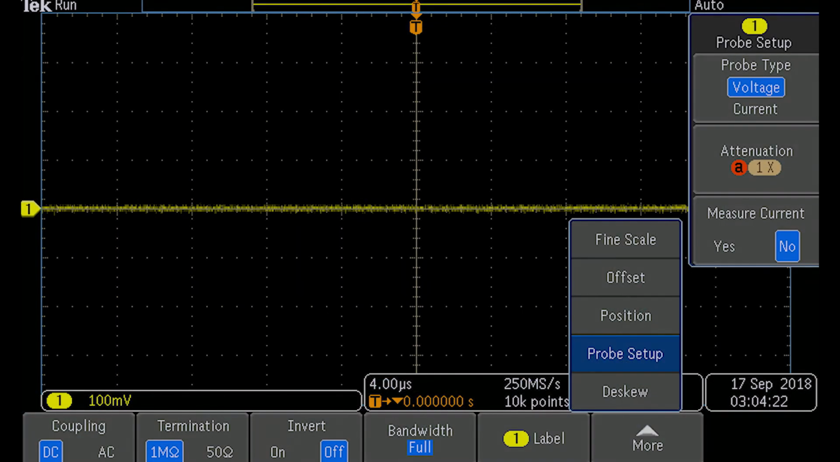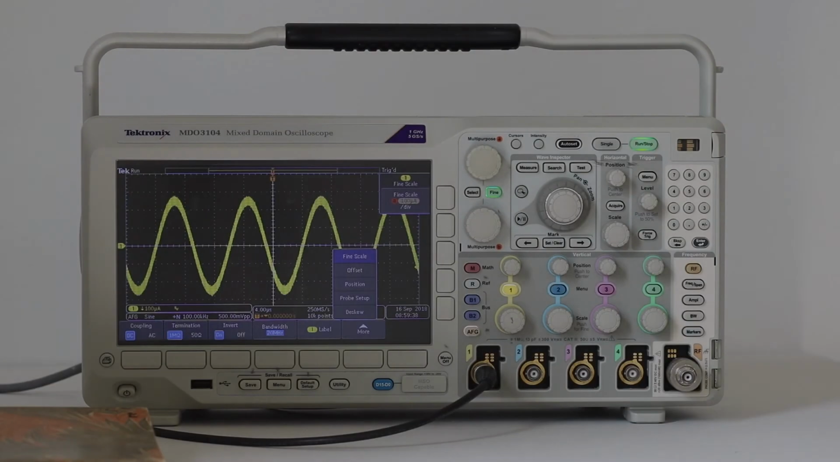Scrolling down, probe type can be toggled to voltage or current, and probe attenuation can be set from 1000 to 0.001 by turning multipurpose knob A or entering values.